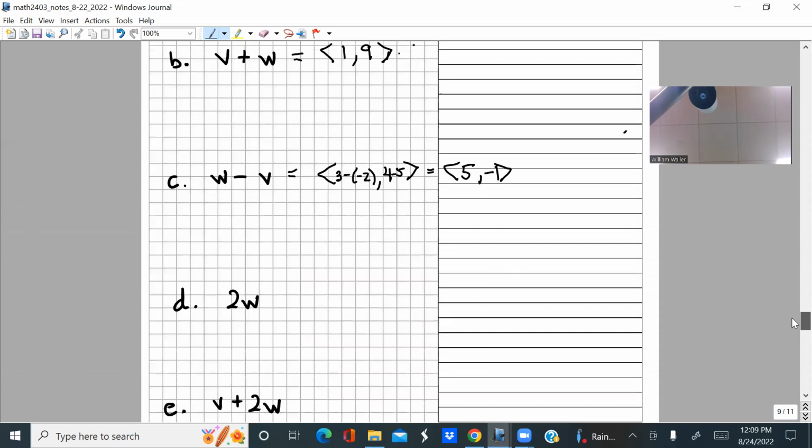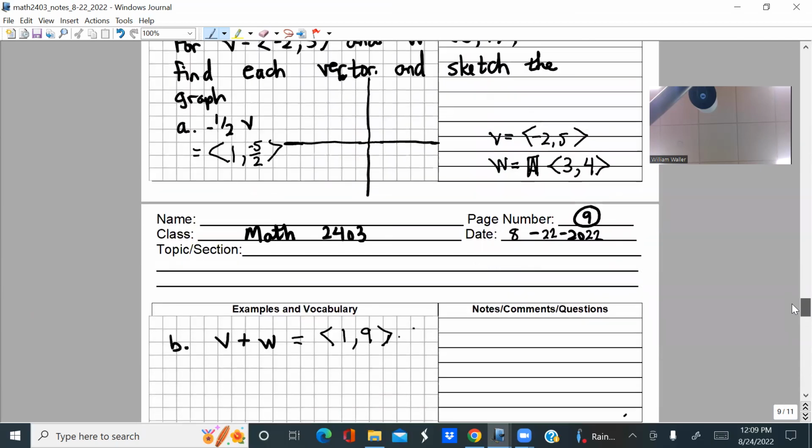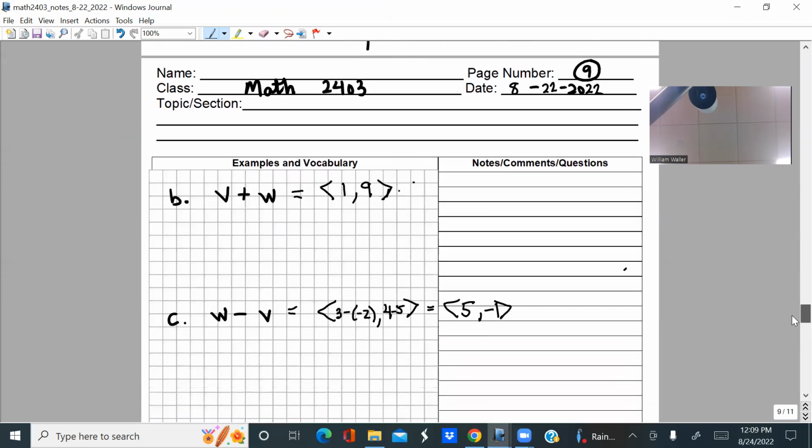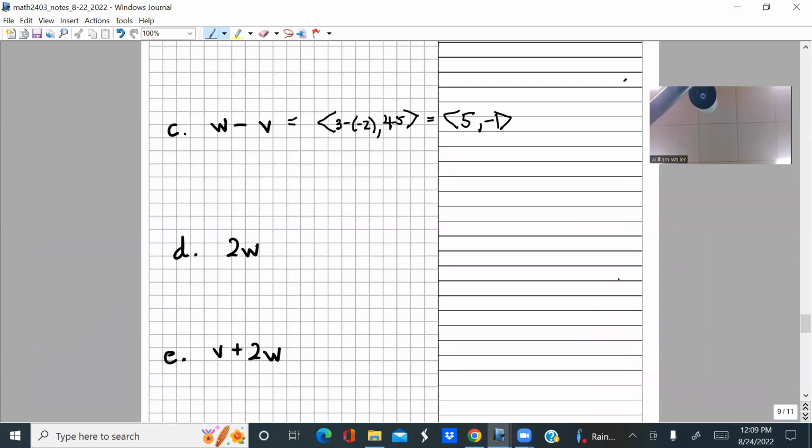What about 2w? That can't be hard, right? We're just going to be doubling the components of w. So there's the components of w. If we double those, we just get 6 and 8?